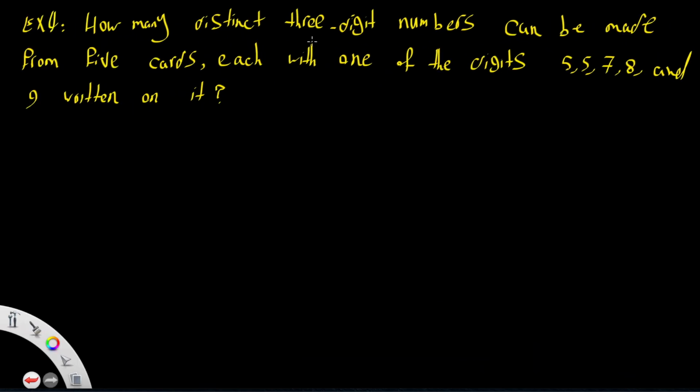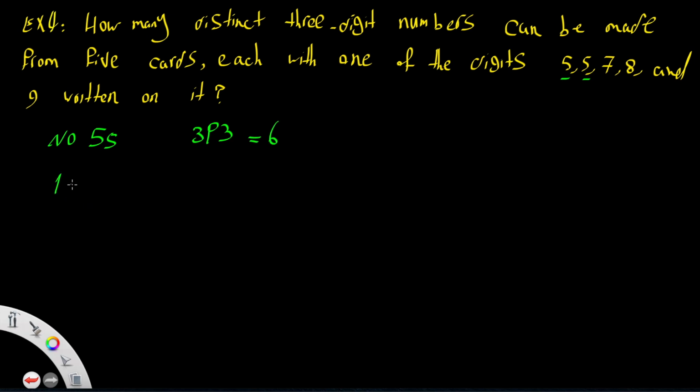Example number 4. How many distinct 3-digit numbers can be made from 5 cards, each with one of the digits 5, 5, 7, 8 and 9 written on it? As you see, you have a repeated digit here, which is 5. So we should subdivide into different cases according to the number of 5s selected in the number. Now, if there are no 5s in the number, you have 3 digits left, 7, 8, 9, and producing 3-digit numbers needs permutation. So you can permute them to produce new numbers. It would be 3P3, which is 6 ways.